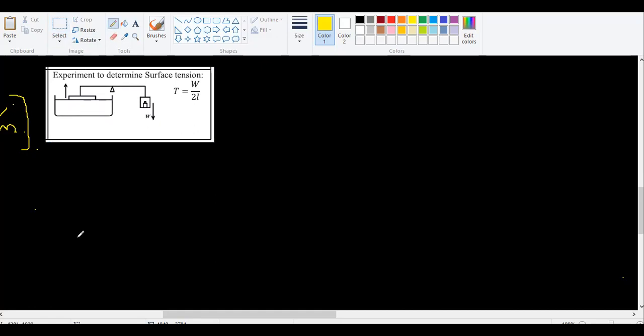So the experimental setup is very simple. You have a liquid. Suppose I want to find the surface tension of water, I can take water. If I want to find the surface tension of some oil, then I can put some oil over here, right? And then you take some kind of frame like this.